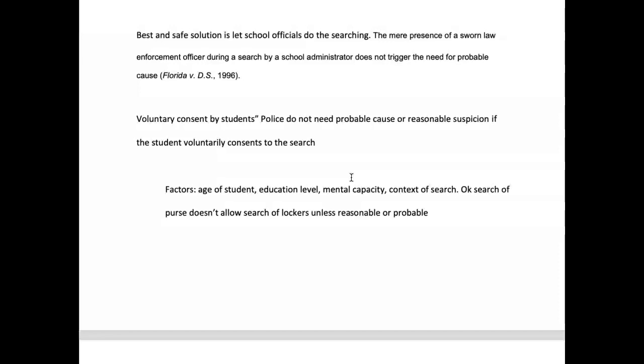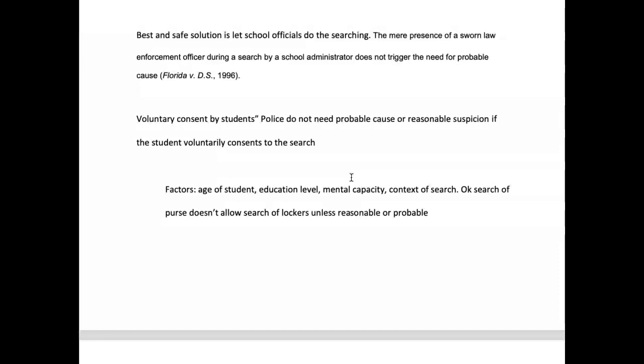I would always contact the parent that you had searched the child. Many kids don't go home and say, "Oh, Mom and Dad, the principal searched me today." But I'd rather have them hear it from me than hear it from the student. So you really need to be careful based on the age, the educational level, and mental capacity.